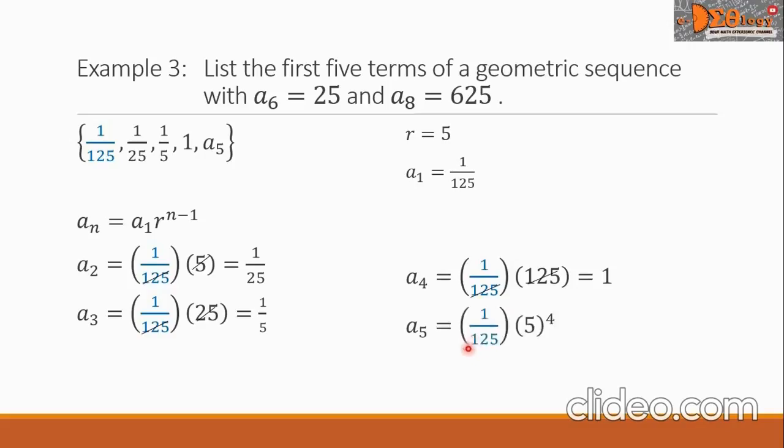Substituting our a sub 1 as 1 over 125, the common ratio of 5 is here, raised to 4. Simplifying this, 5 raised to 4 is 625. Then we can cancel this 625 and the 125 here. That will give us 5. And this 5 we will substitute in here. So we are now complete with our first 5 terms of the required geometric sequence. This is our final answer.